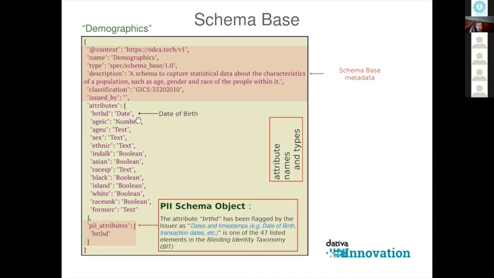So this is briefly how the schema base looked in the context of the JSON-LD representation. There is some metadata and a list of the attributes. It's up to the issuer to define the naming and what kind of attributes go in. And obviously there is a list of the attributes which are PII, so the issuer flags them automatically as personal identifiable information, which is what you need to watch out for.